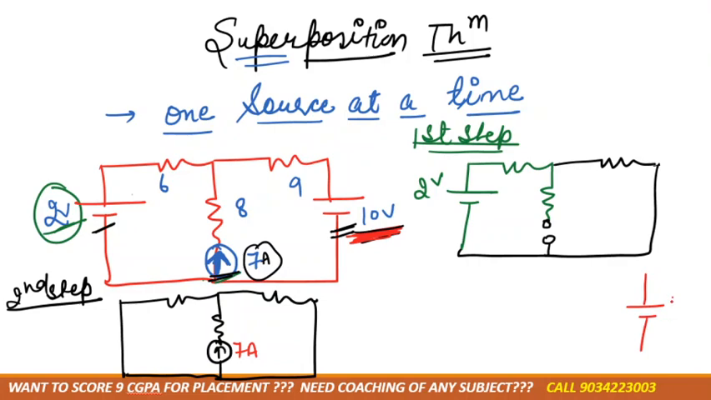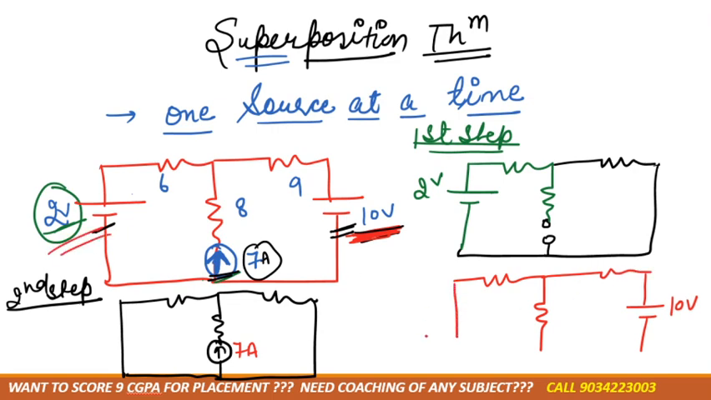10 volt. Correct? So it would be 6, 8, 9, and this one is voltage source, must be removed, and current source 7 ampere is open circuited or short circuited? Open circuit. Okay, this one is open circuit. So now the diagram looks like this.